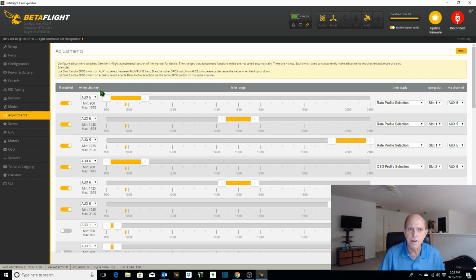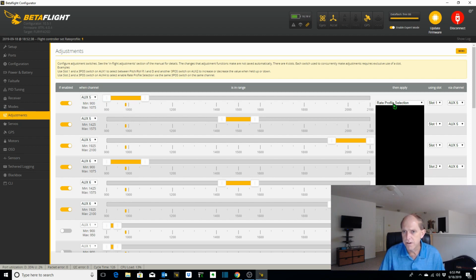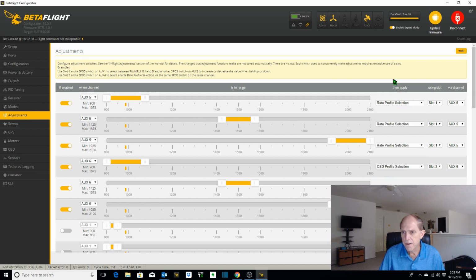Go into the Adjustments tab, you just pick out the aux channel that you're using for your mixer, and then over here you select Rate Profile, slot 1 for the first adjustment, and if you've got more than one adjustment that you're setting up, you need to make sure and have slot 2 selected. So when we flip our transmitter switch from rate 1 on the first setting, then I flip it to the middle, and it goes to rate 2, and then I flip it again to rate 3. So just by the flip of a switch, I can switch between race rates, freestyle rates, or somewhere in between.